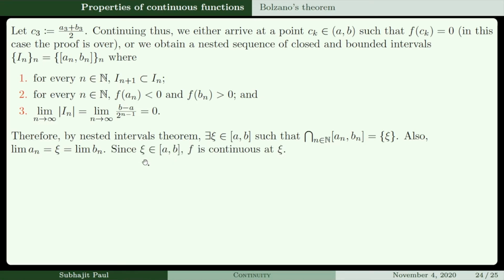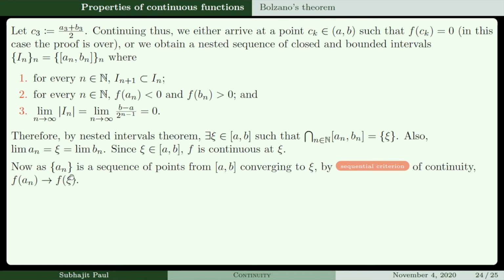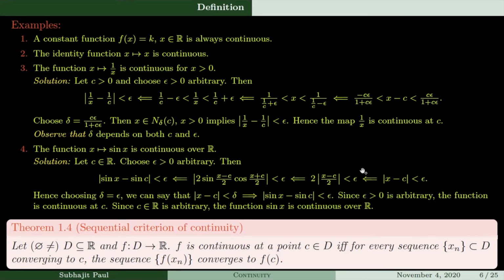So now, since xi is in [a, b], f is continuous at xi because f is continuous in the entire interval [a, b]. Now, An is the sequence of the left extremities of the subintervals, this is a sequence from [a, b], and this is converging to xi. This we have seen in the proof of Cantor's nested interval theorem. So by the sequential criterion of continuity, since An converges to xi and f is continuous at xi, f of An must converge to f of xi.